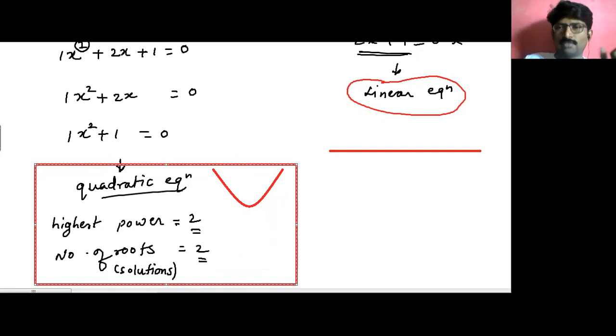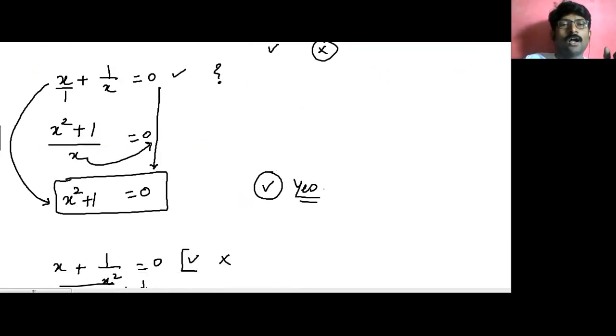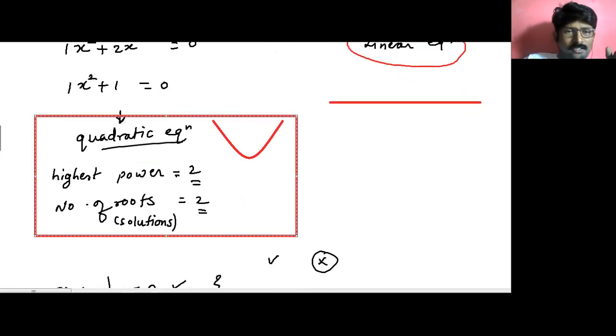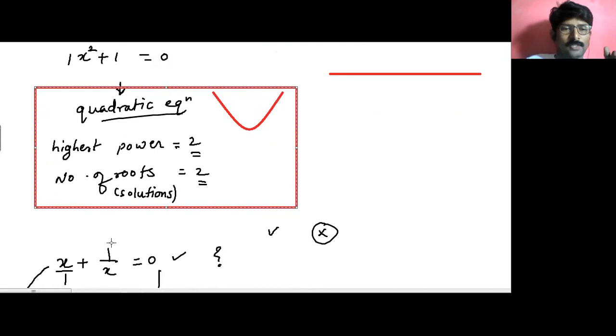Now it's time to move ahead, guys, to check whether you understood this content properly or not. Let's say, is this a quadratic equation? x plus 1 upon x is equal to 0. Is this a quadratic equation? If yes, put a tick, or else put a cross. Please do this quickly. Hurry up. Is x plus 1 upon x is equal to 0 a quadratic equation? I'll just pause the video, and think about it.